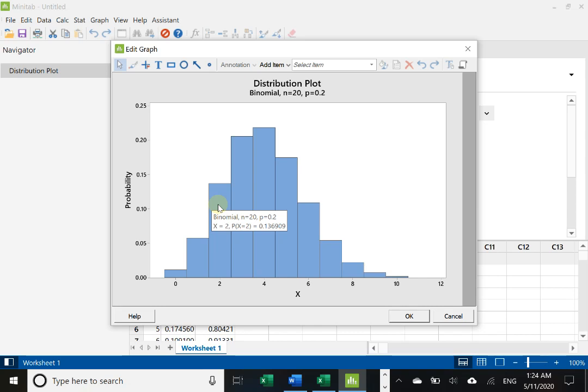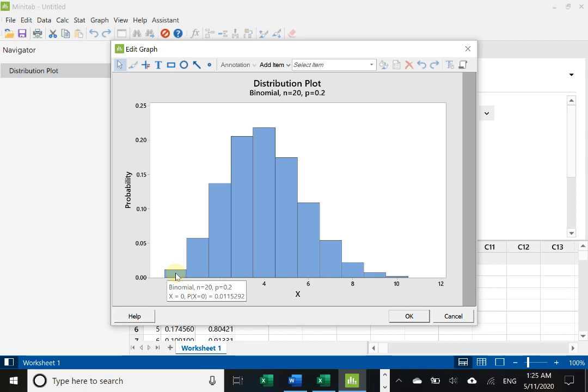It actually gives you the parameters of the binomial distribution, n and p, and that's at x equal 2. The probability of that outcome is 0.1369. So if you want to know what the probability of 8 is, just move over to 8. Probability of 8 successes, 0.22. Probability of no success, probability x is 0.